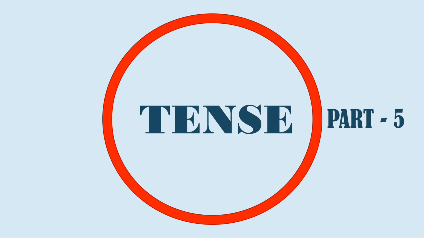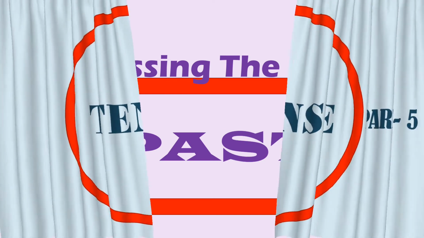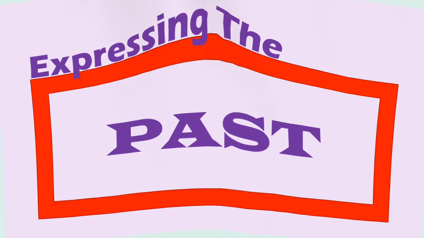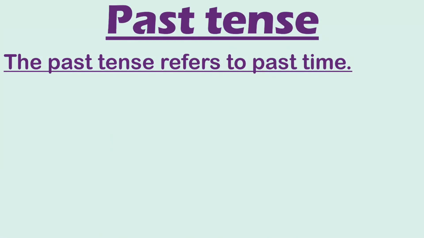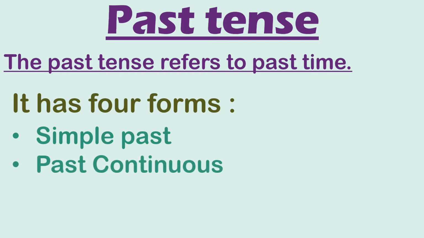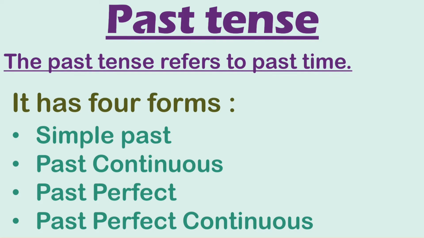Here we will be discussing how to express ourselves in the past. We all know that past tense also has four forms, that is simple past, past continuous, past perfect and past perfect continuous. Let's start from simple past.